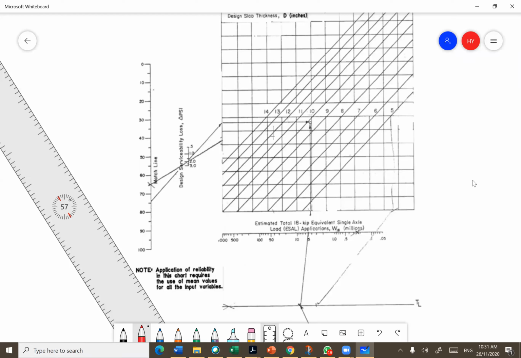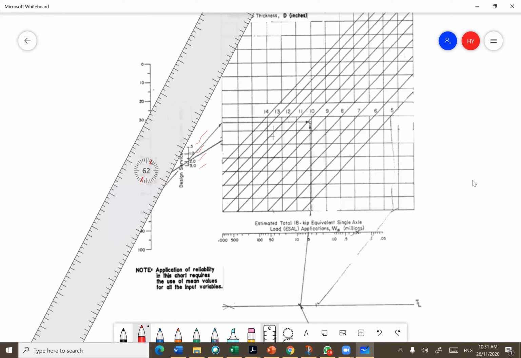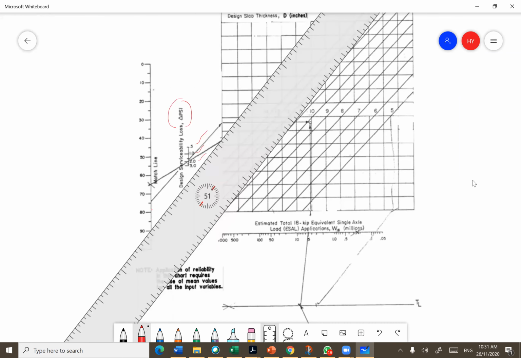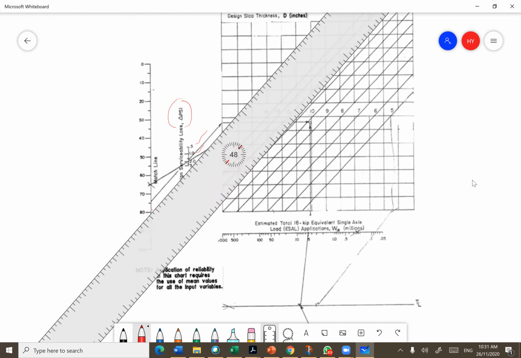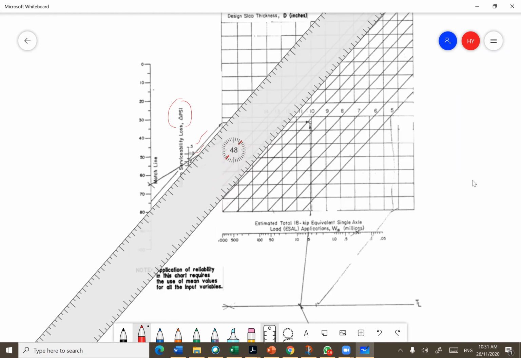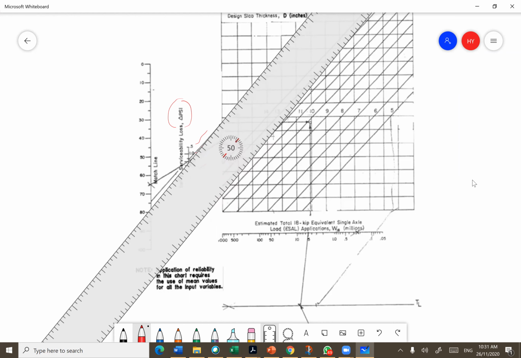All right, this is 70. So somewhere here, right? You go to the loss of serviceability, which is 2, right? So we have 0.5, 1.0, 2, and 3 here. Okay, so draw from the value that you stopped at on the match line. Go to the 2, okay, 2.